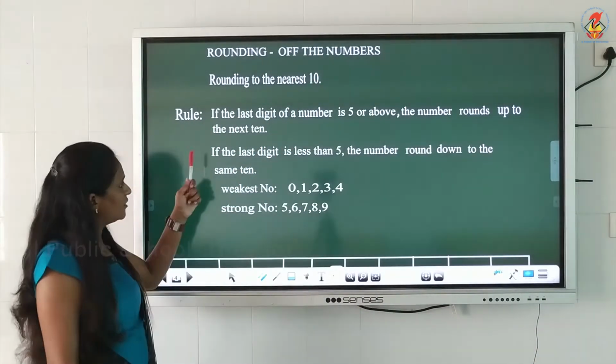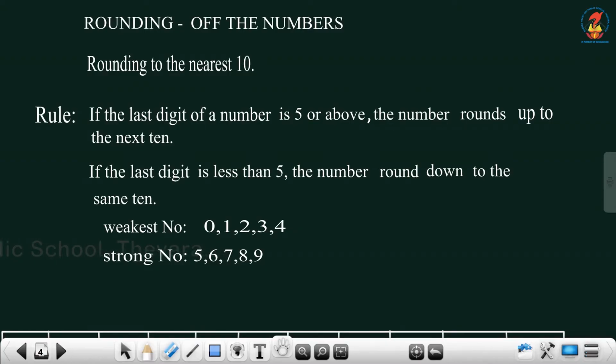Rule is that we have 2 rules. The first rule is that if the last digit of the number is 5 or above, that is 5, 6, 7, 8, 9, then the number rounds up to the next 10. If the last digit is less than 5, means 1, 2, 3, 4, the number rounds down to the same 10.